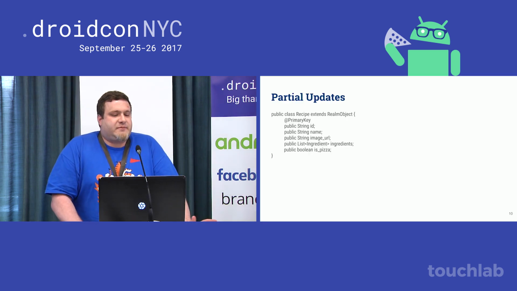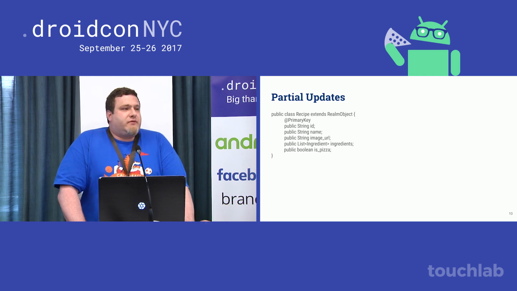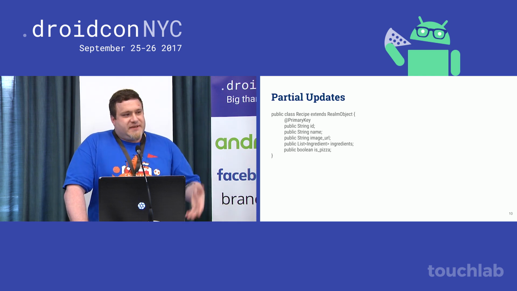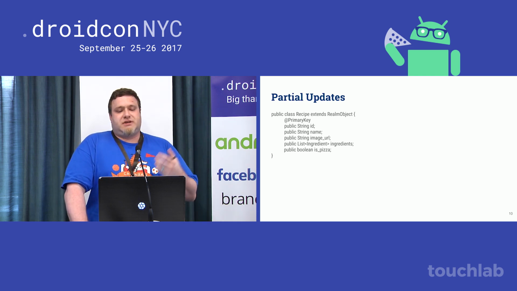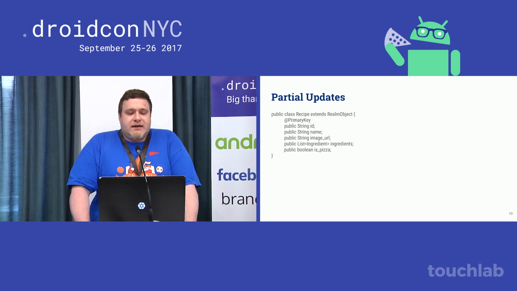So let's consider our recipe object. We've got a couple of fields here. Let's imagine that we have an overview screen that shows a list of recipes, and then a detail screen that shows you more details about a recipe. Fairly standard Android pattern. Let's design our server.